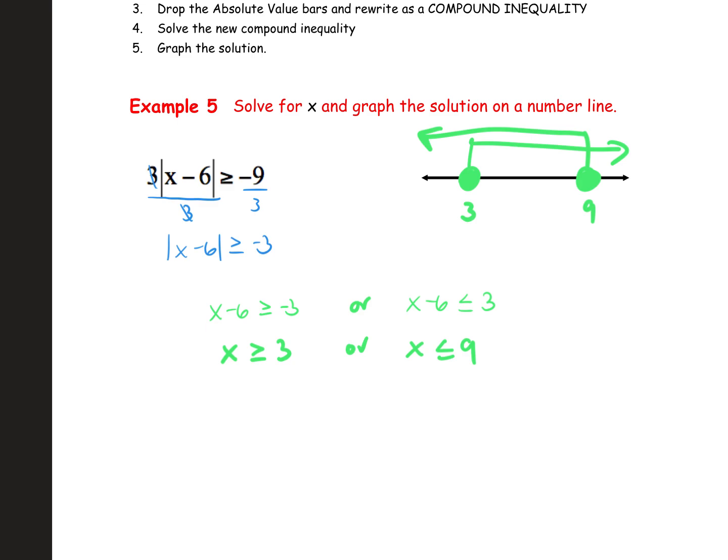They can get shaded in twice, but in the end, my solution is everything that got shaded in at least once. According to this graph, it appears that everything is getting shaded in. So that's why our solution is actually all real numbers. Again, you're going to have to make sure you're thinking through these things so you can make sure you're getting the right values.